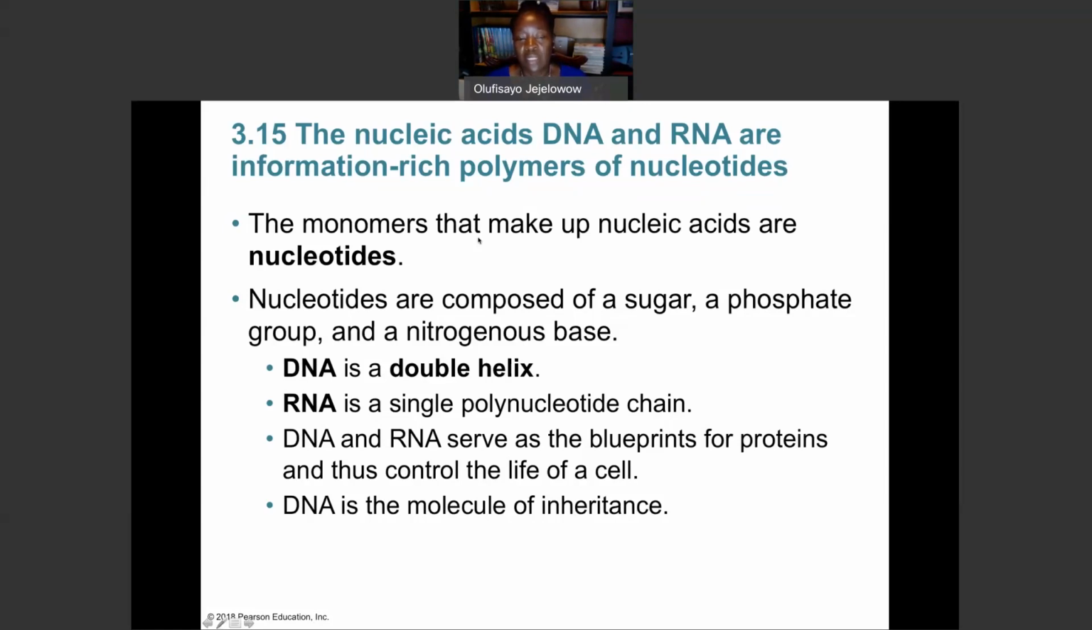Working together, DNA and RNA serve as the blueprints for the synthesis of proteins, and they control the life of the cell. The DNA molecule is described as a molecule of inheritance. It's the only self-replicating molecule that we know.